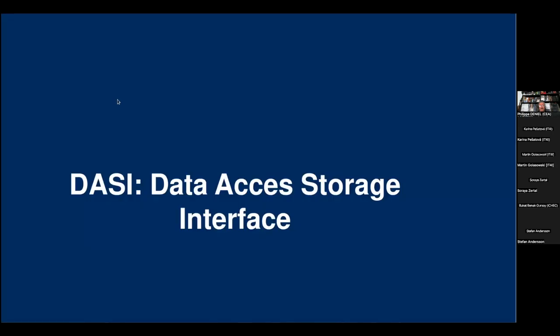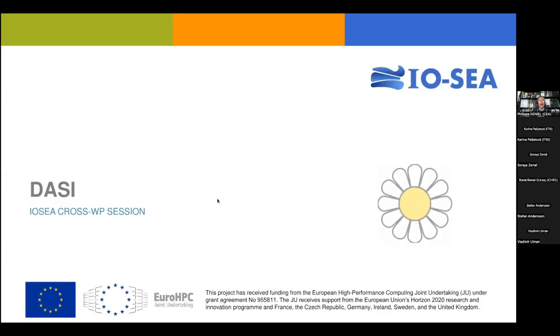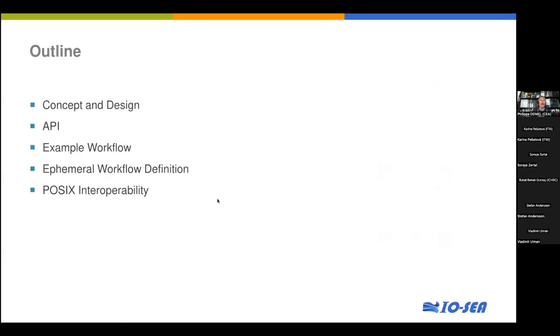We'll now speak about the data access storage interface, which is a contribution from the ECMWF within work package 5 of the IOC project. So the outline: I'll be exposing the concept of the design of the IOC, the API, and some examples of how it's integrated within the ephemeral workflow, and how it could interoperate with POSIX.